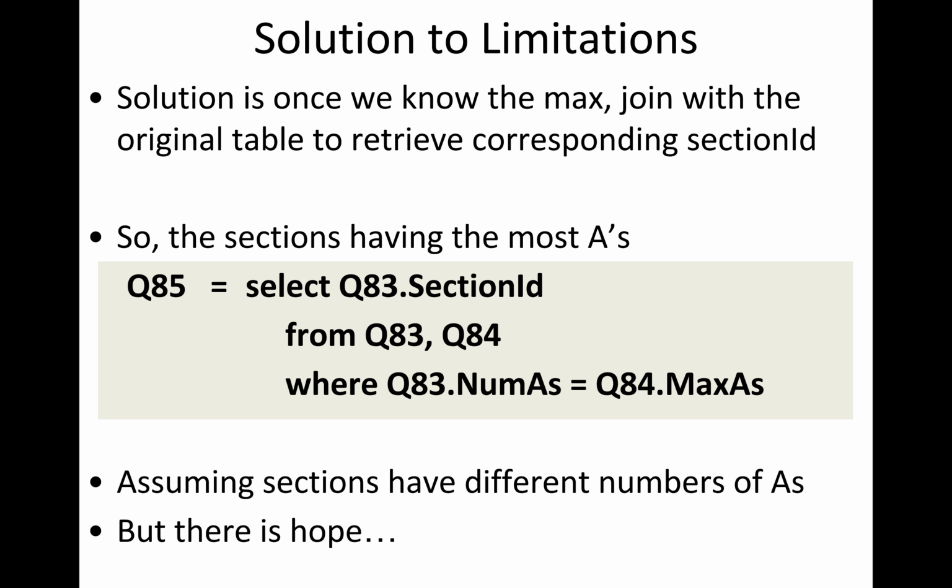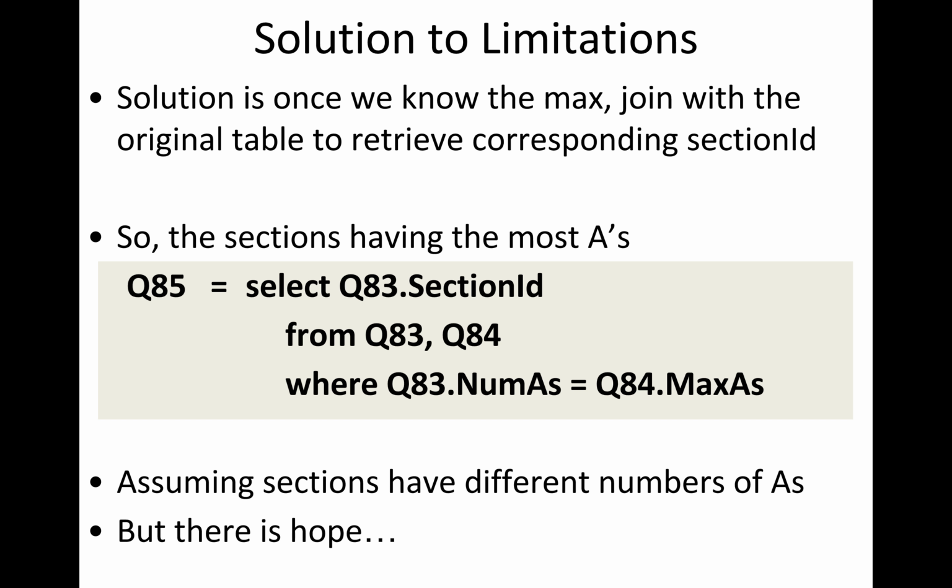The way we solved it was to do this equality, right? We made the number of max A's that we calculated be number 3. Then we went back to the original query that had the sections and the number of A's, and we made a match of saying, well, which record has the number of A's that is equal to the maximum number of A's? And then it came back with the section. The original Q83 had the name of the section number, so we can retrieve that.